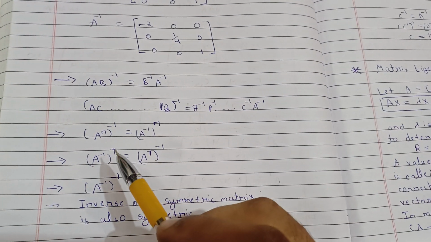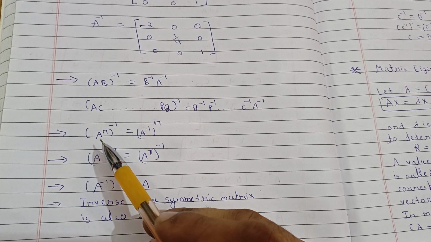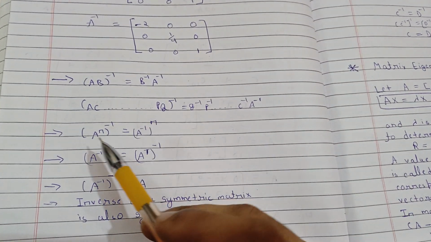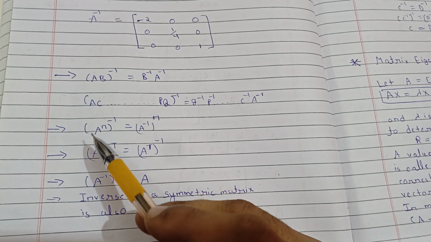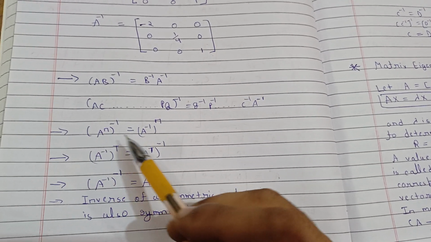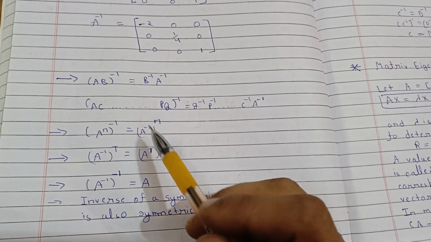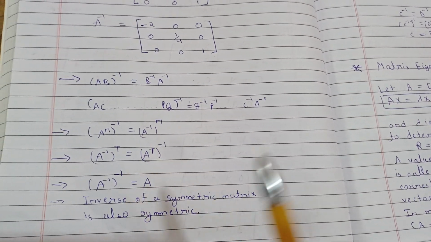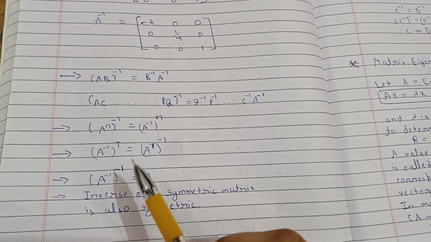Okay. Now, A to the power n is also a functional matrix. We will study about it later. But we can use the property here, that is the inverse of A to the power n will be the nth power of A inverse. Okay, this will also be a functional matrix again. So just remember this property.